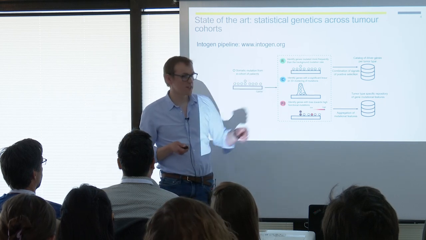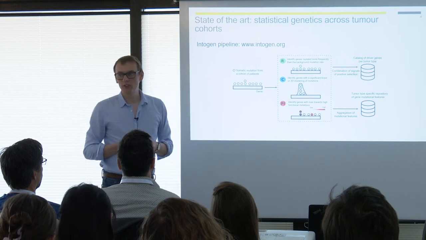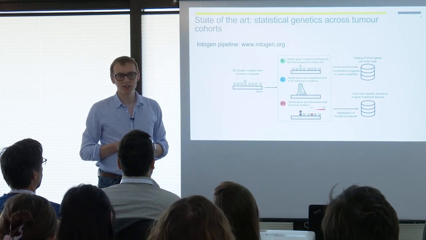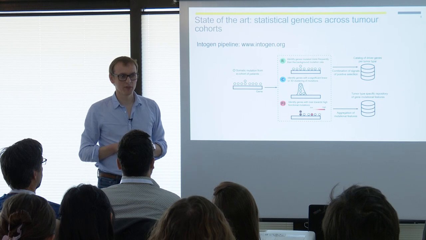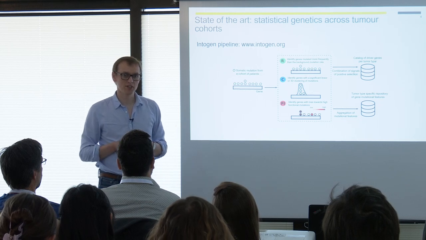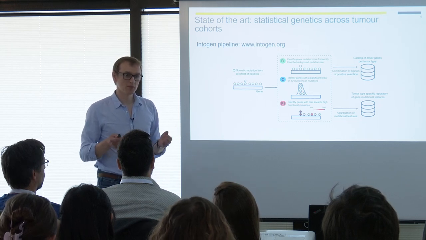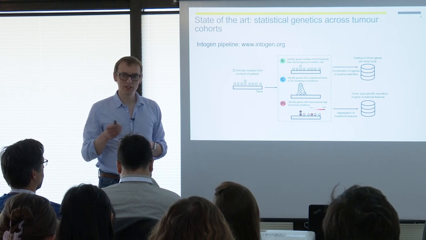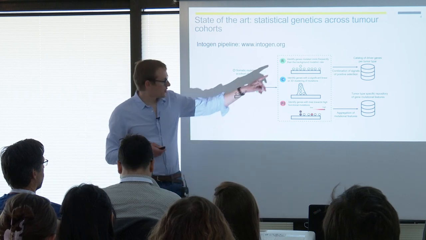And you can quantify that in different ways. One of the popular ways of doing it is using these dN/dS statistics, which compare the rate of non-synonymous, potentially functional mutations to the rate of synonymous, potentially non-functional mutations, and looking for an enrichment there. So that's part of it.